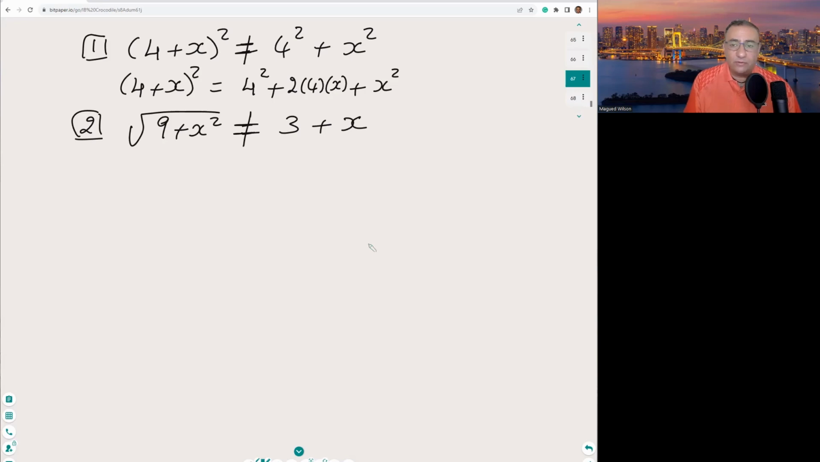For information, the square root can be distributed over multiplication. Like if that was 9x squared, sure. If that was multiplication or division, we can distribute. So this would be 3x, right?